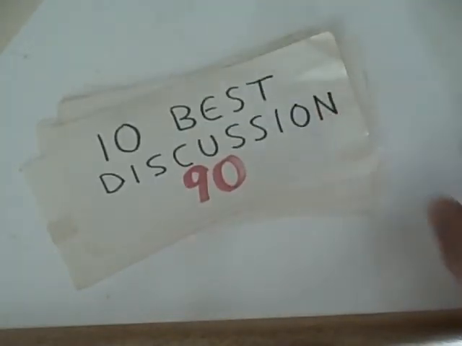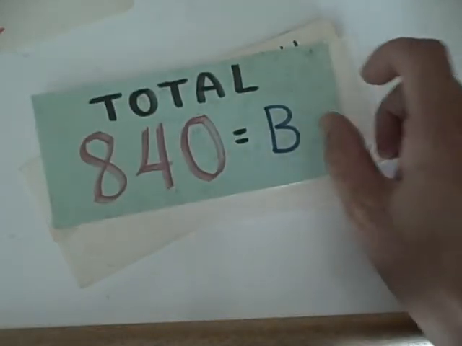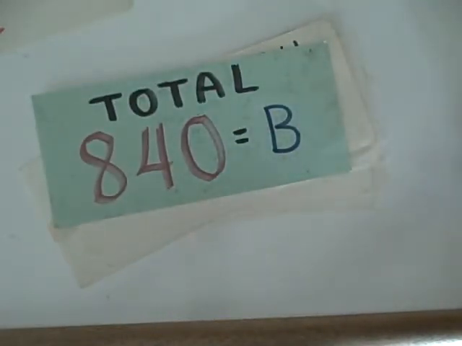Oh, we'll count your 20 best discussion grades. But we won't count your last few discussion grades. And let's see, we need something else. Oh, let's count that essay for 78. That's 10 particular components. They add up to 840. You would have a B for the course.